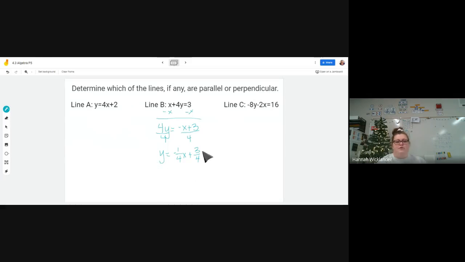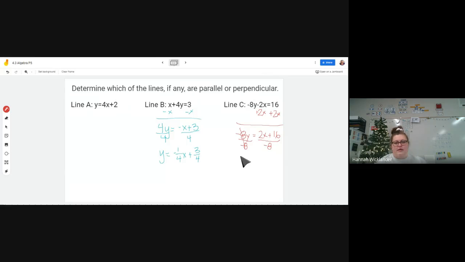Okay. So now I have it in y equals form. Now I'm going to do line C in y equals form as well. So I'm moving my x so that y is by itself. So I get -8y equals 2x plus 16. Now y has an 8 attached to it, so I'm going to divide to get the 8 alone.